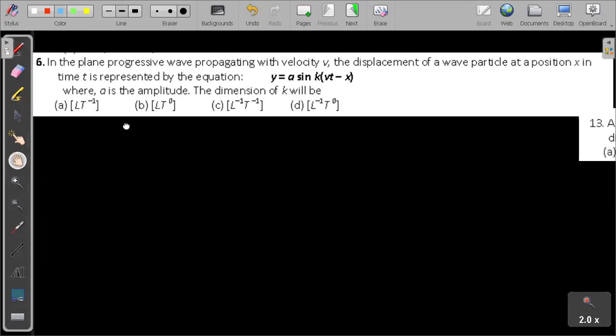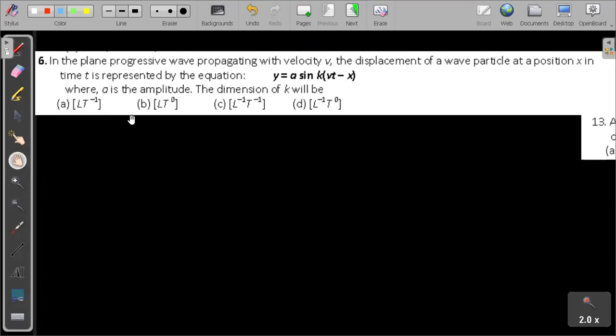Now in the next one, on the plane progressive wave with velocity v, the displacement of the wave, the position x, means a displacement. Remember that it is always a displacement. And here it is the time t, represented. So y is the position, so it is going to be the dimension of amplitude in meters. So this part should also be meters. The dimension of y is L.